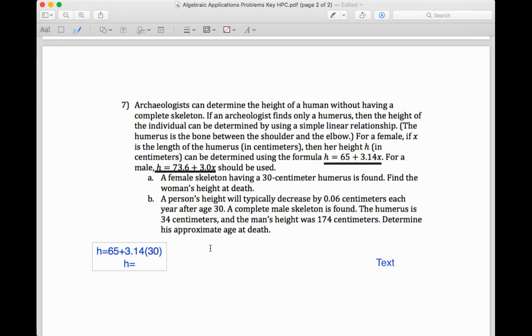Make sure you're doing order of operations on this. So we have to do the 3.14 times 30 first, and then we go ahead and add the 65 to that. And that gives me a height of 159.2 centimeters for this woman.